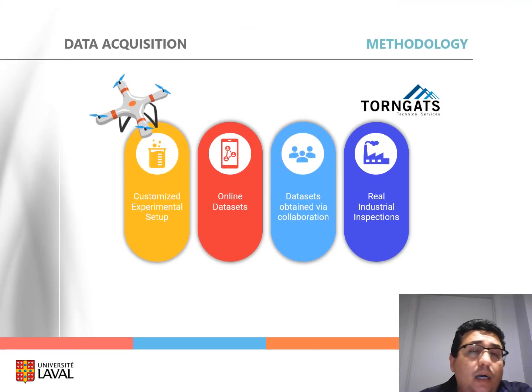So regarding data acquisition, we will use 4 different approaches. We customize experimental setups, online datasets obtained via collaboration. For example, one of the collaborations we have is with Cranfield University, and also real industrial inspection. Thanks to Torngas, we have access to the real scenarios and real inspections that we use in our study with the customer's permission, of course.